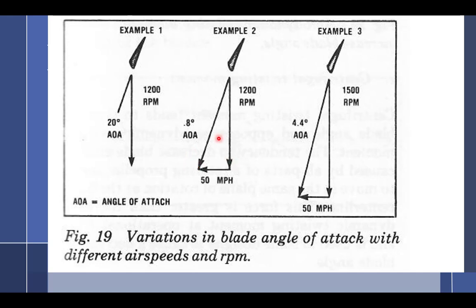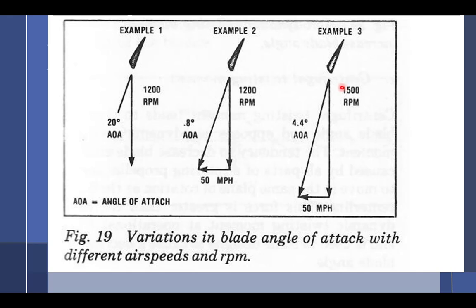All right, and now take it one step further. The difference between example 2 and example 3: the speed has stayed the same, but the RPM was increased by 300 RPM. Angle of attack changed from 0.8 to 4.4. Only by 300 RPM. That's it.